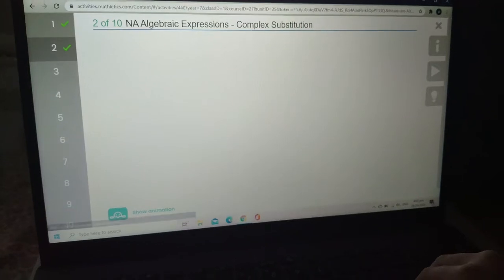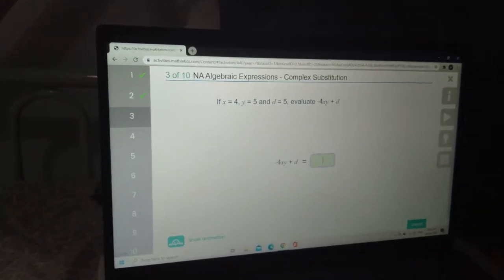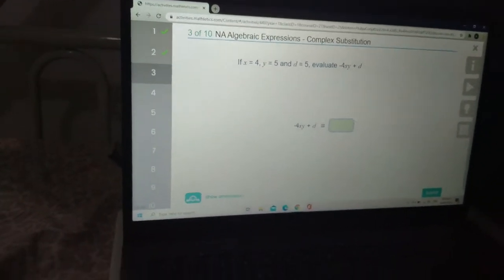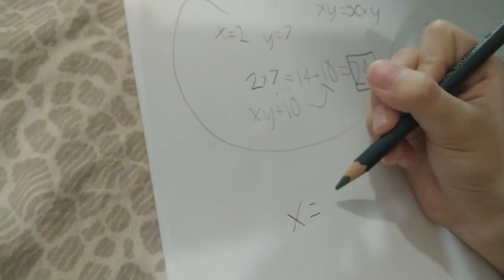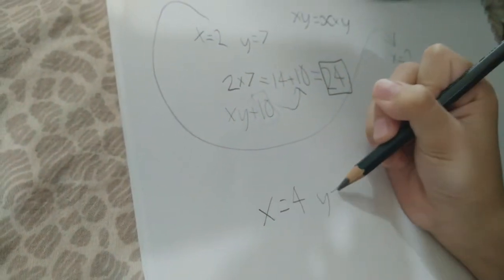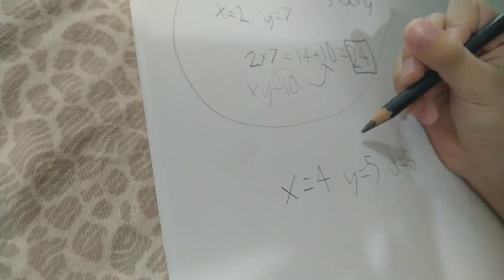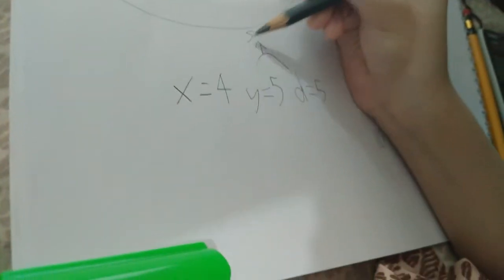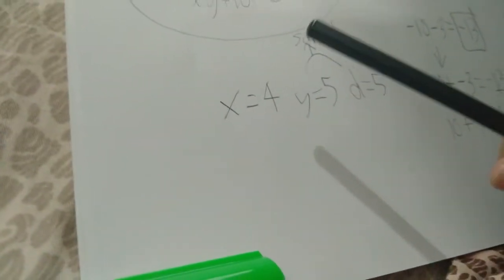Yeah, correct! Okay, negative 4xy. Negative x, negative 4xy. Okay, now x changed. y equals 5. x equals 4, y equals 5, and d equals 5. Wait, y and d are the same. See, y and d are the same.